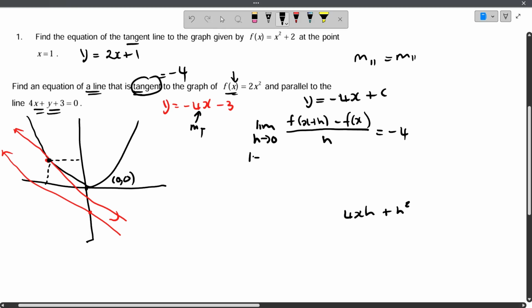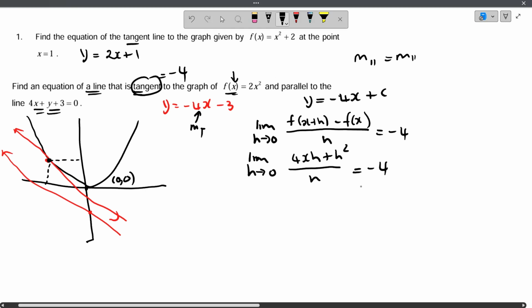I'll have the limit as h approaches 0 of this part here, which is 4xh plus 2h squared, all divided by h. Now this is equal to -4, right? So now, if you do the direct substitution here, when you let h equal 0, you get, of course, the indeterminate form, which is 0 over 0. So you have to simplify in that case. If you get 0 divided by 0, that means you have to simplify.